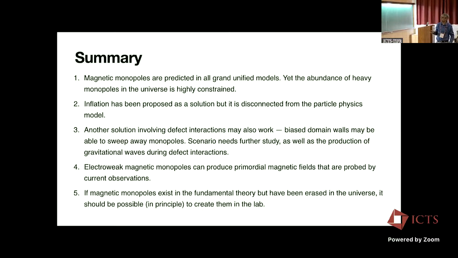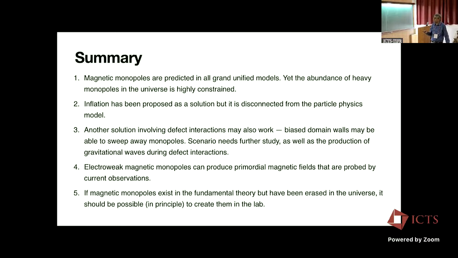Okay, so I will summarize. Magnetic monopoles are predicted in all grand unified models, yet the abundance of heavy monopoles in the universe is highly constrained. Inflation has been proposed as a solution, but I feel it is disconnected from the particle physics model. Another solution involving defect interactions may also work, which is what we just discussed: biased domain walls may be able to sweep away monopoles. The scenario needs further study, as well as the production of gravitational waves during defect interactions.